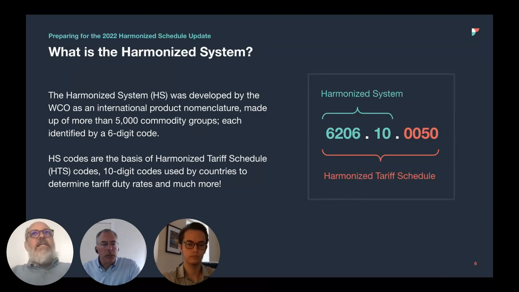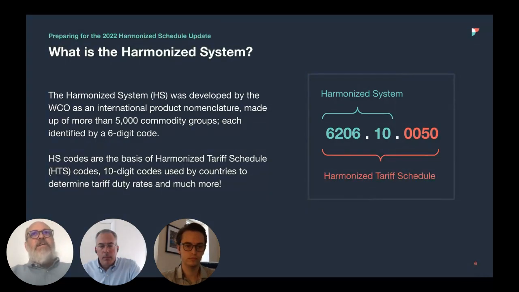In the US, we use a 10-digit number, and many countries around the world use 10-digit numbers, but some will use 8, some will use 12, some will only use the 6-digit WCO numbers. It's really up to each individual country to make those determinations.